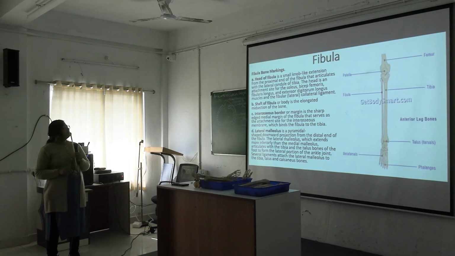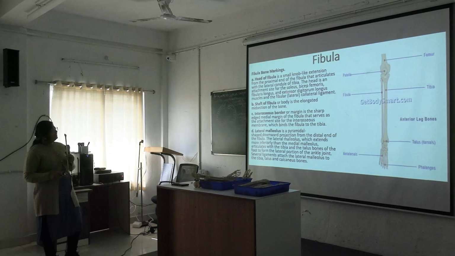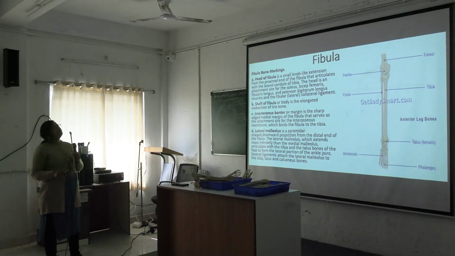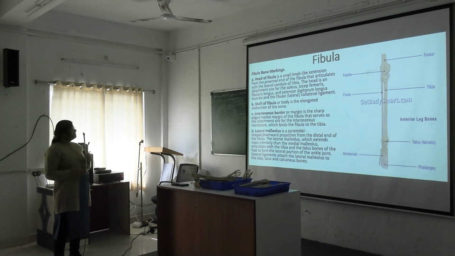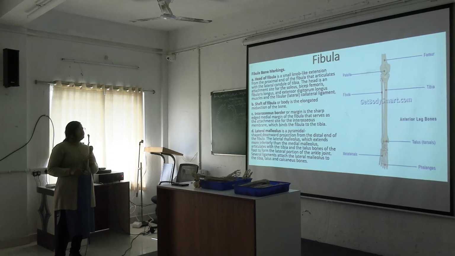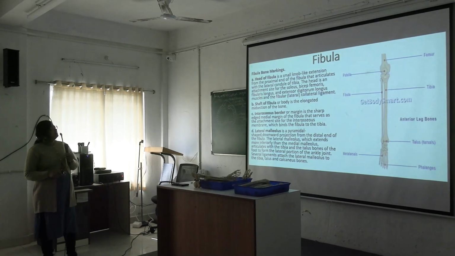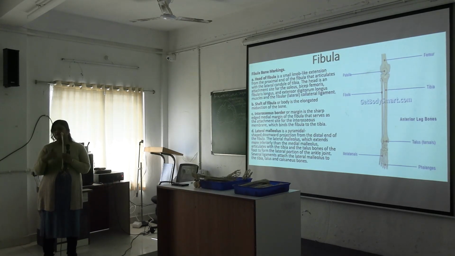And the head is an attachment site for these muscles and ligaments: soleus, biceps femoris, fibularis longus, that is the peroneus longus, and extensor digitorum longus muscles, and the fibular or lateral collateral ligament, one ligament of the knee joint. Okay. Next, we are going to the shaft of the fibula or body. It is the elongated midsection of the bone. This part is the shaft. Okay.